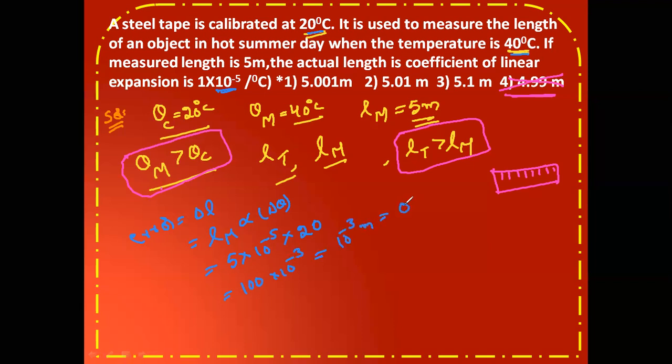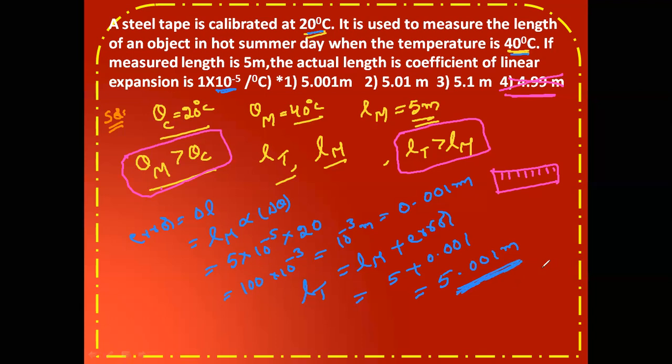That is equal to 0.001 meter. So the true value is equal to the measured value plus error. This is 5 plus 0.001. So the answer will be 5.001 meter. The answer will be 5.001 meter.